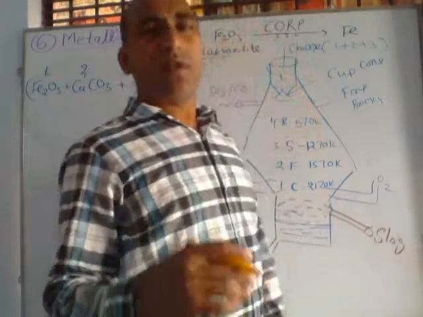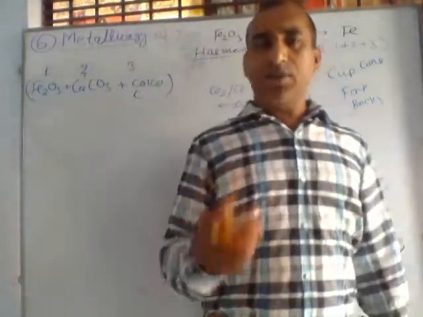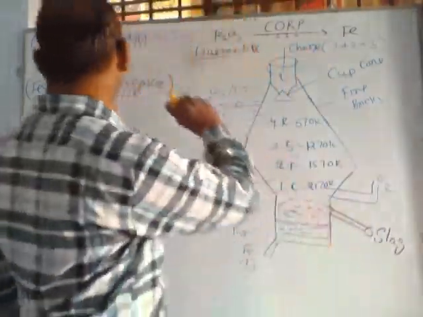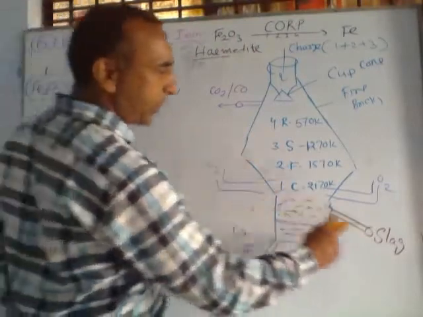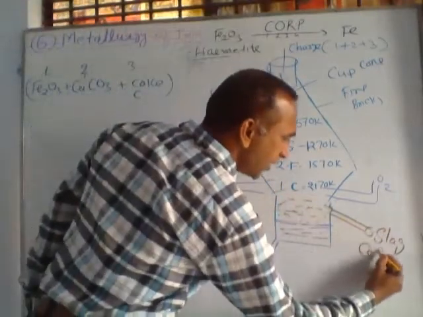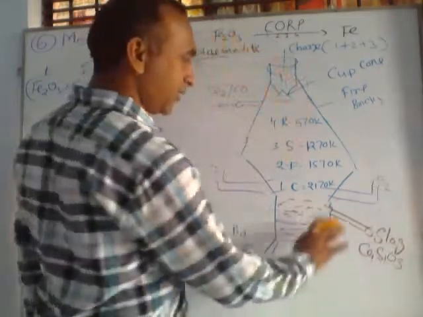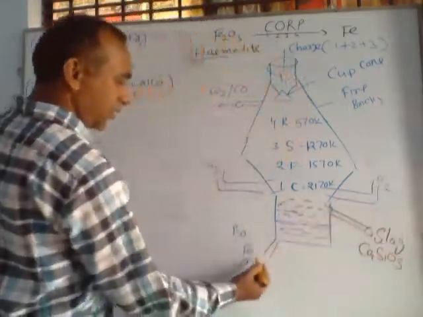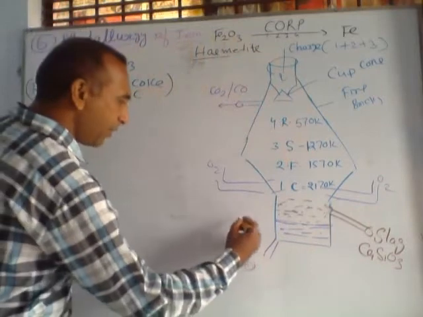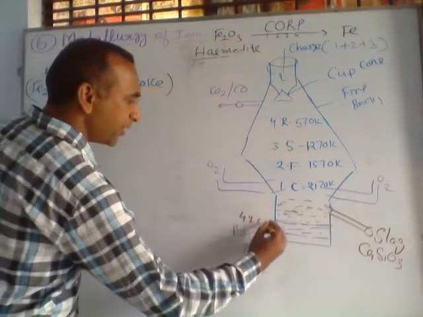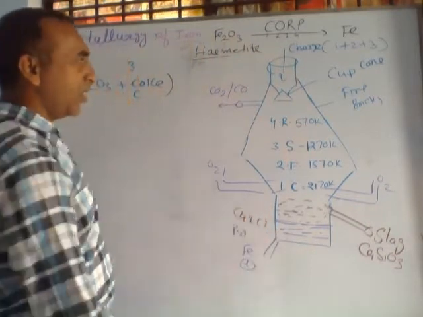All the impurities, Mn and silica, react with calcium oxide and form slag. Slag is actually CaSiO3, called calcium silicate. Slag we remove from here. This is pig iron. Pig iron has approximately 4% carbon, meaning impurities.